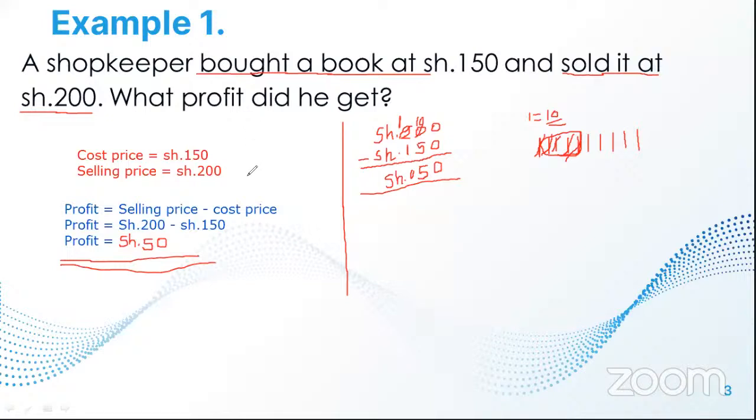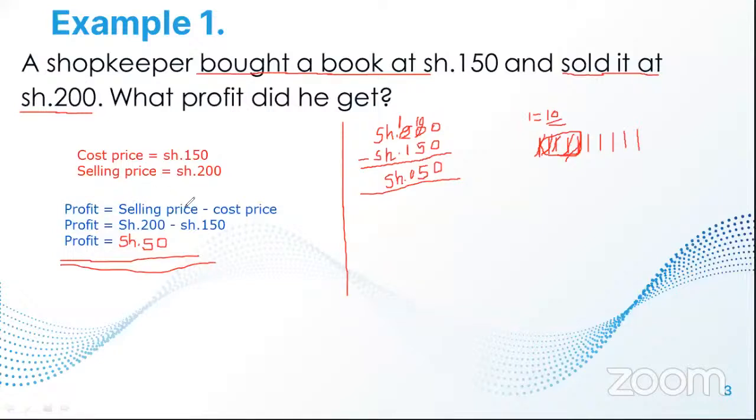Okay, now here when we write the formula, for us to get the profit, David, Sifra, and John, we say profit equals selling price minus cost price. Cost price, you can call it buying price also. So why did I say selling price minus cost price? Because when you have made a profit, your selling price is bigger than the buying price. Now, our selling price is 200 shillings. 200 shilling is bigger than 150 shilling. Are you getting?